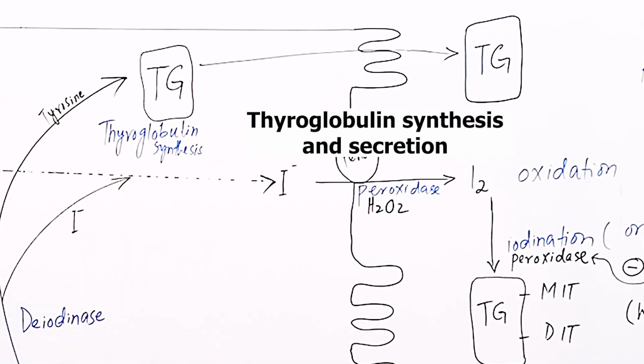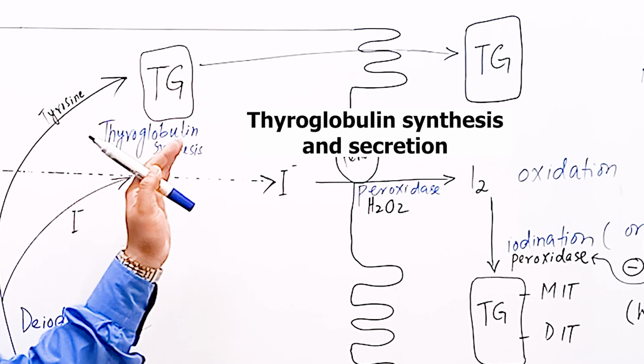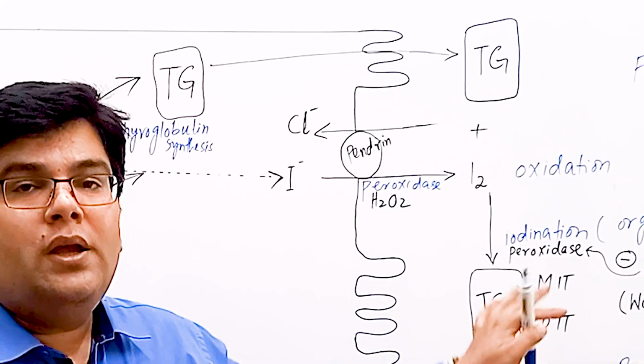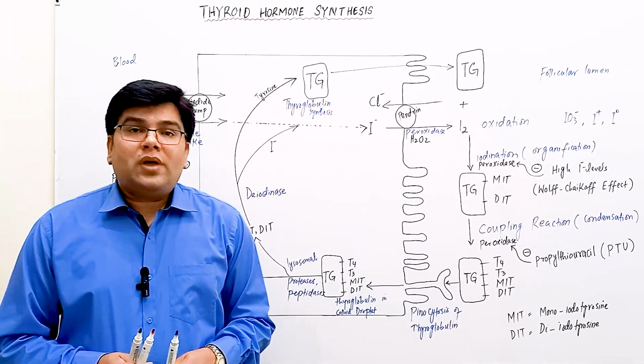Thyroglobulin is a large glycoprotein molecule which is synthesized by the ribosomes, then glycosylated by the endoplasmic reticulum, and then packaged by the Golgi apparatus into vesicles. These vesicles are thrown into the thyroid follicular lumen into the colloid material.